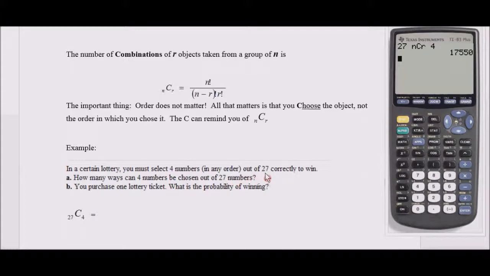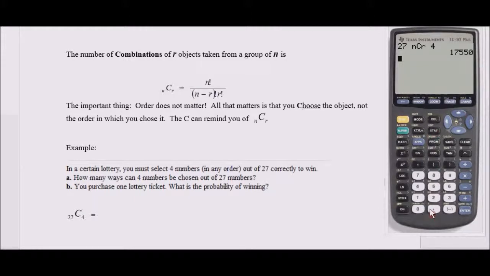Now only one winning combination exists. You have to select the winning combination in order to win the prize. So there's only one out of 17,550 ways of winning. So the probability of winning would be 1 out of 17,550. Now you can get that by hitting the inverse key right here, which will get it for you. But if you want to think of it more literally, you're taking 1 divided by 17,550.